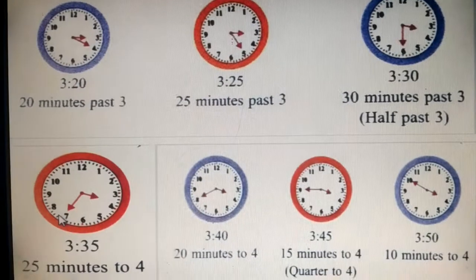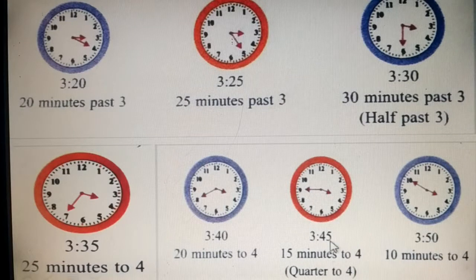After that, in these clocks, the hour hand is in between 3 and 4, slightly close to 4, and the minute hand is at 8. 8 5s are 40. Here the condition is also same. 20 minutes to 4 means 20 minutes are left for 4 o'clock, or you can say 40 minutes past 3. 8 5s are 40. 40 minutes past 3. In this one, the minute hand is at 9. The hour hand is in between 3 and 4. 9 5s are 45. This time also can be read in 3 ways.